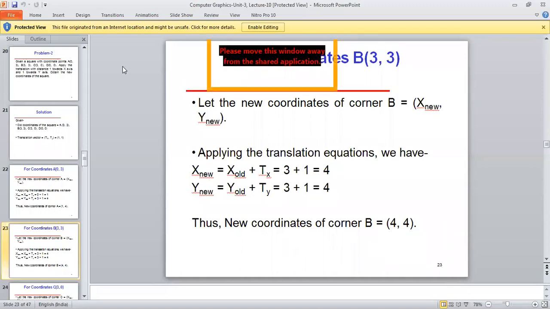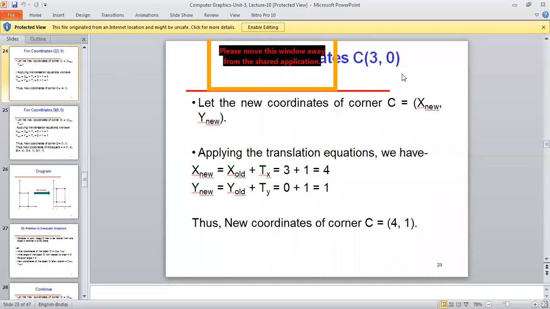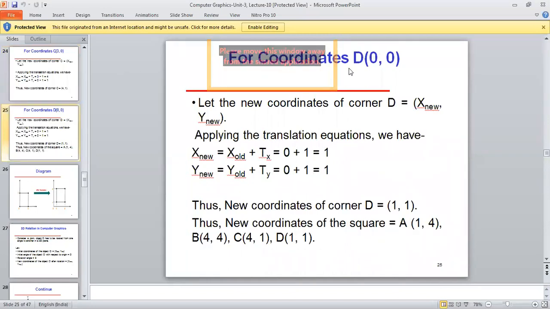Again we will calculate for C. C is already given as 3, 0. So x old is 3, y old is 0. Adding the given 1 and 1, we get 4, 1. So the new coordinates of corner C are 4, 1. Now for vertex D, we use the same approach, x new, y new, adding tx, ty. So x old, y old is here 0, 0, and adding 1 and 1, this will come 1 and 1. So the new coordinates for D are 1, 1.